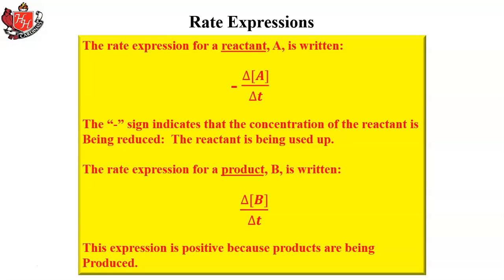Now, a rate expression for a product B, and again, the B could be something you're producing, H2O or CO2 or something else, is written delta B over delta T. So change in the concentration of B over change in T. And this expression is positive because products are being produced. So they're increasing in value. So it's a positive number.